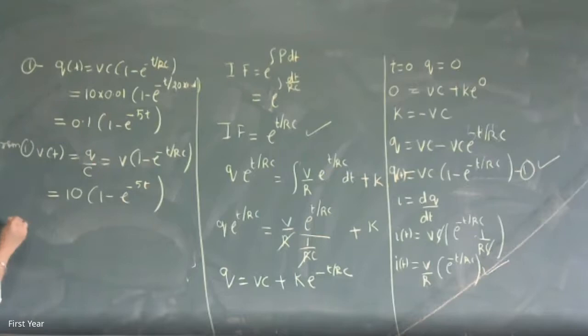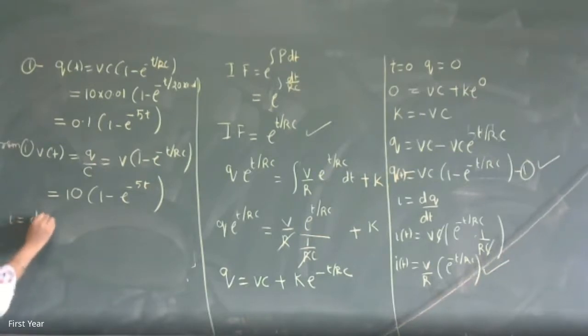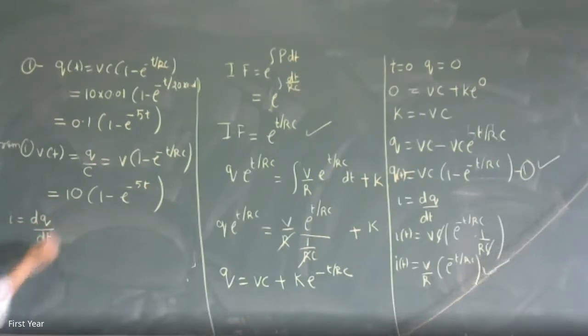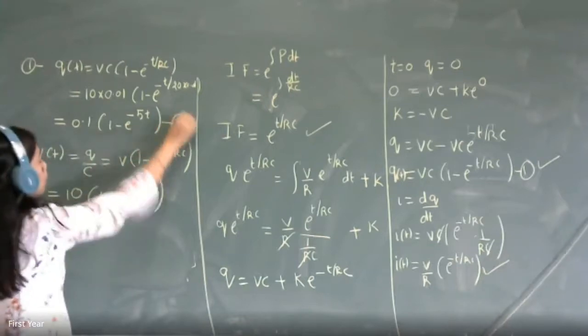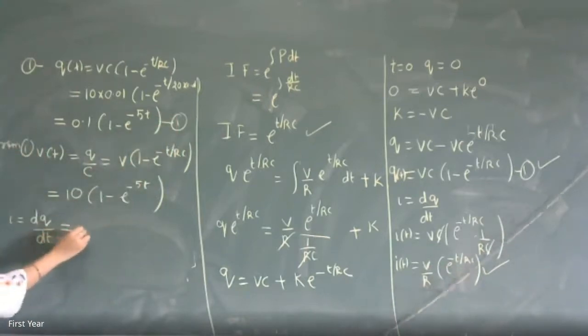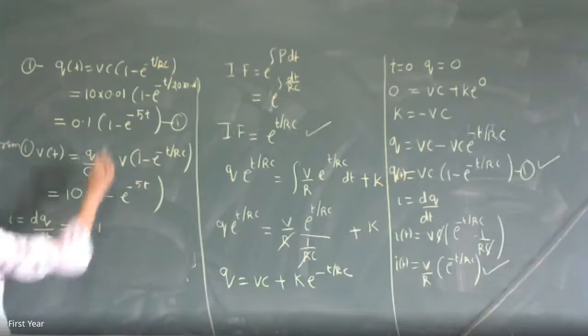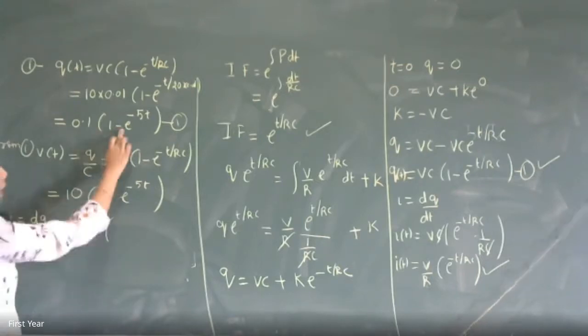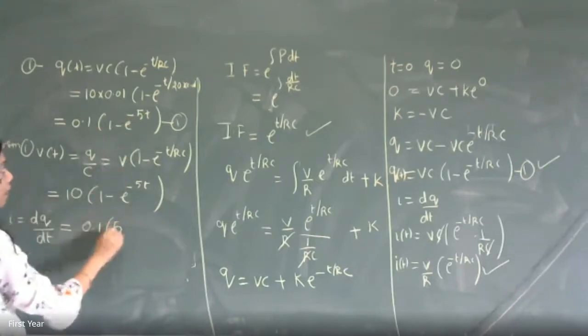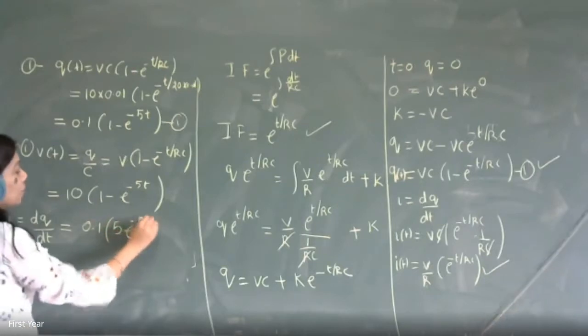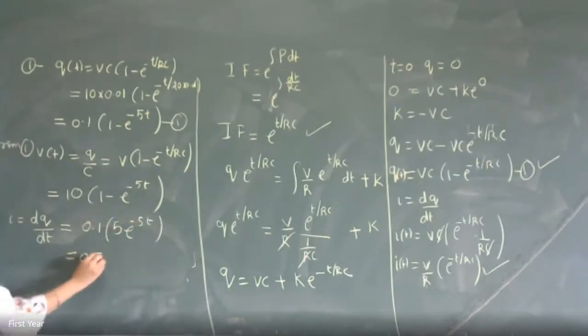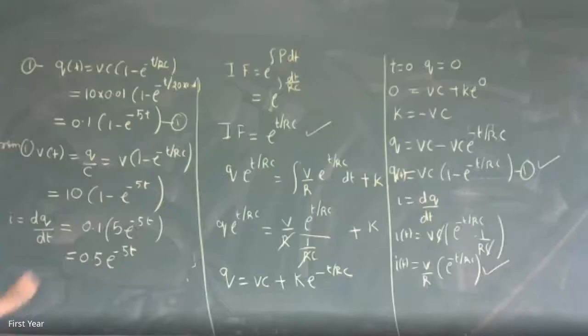And the third thing is current. So I is equal to dq by dt. Again from this equation we can follow. If you differentiate this with respect to t, 0.1 will remain as it is, the 1 gets rid of as 0, and the minus will come, so 5 e raised to minus 5t. Your answer is 0.5 e raised to minus 5t. Current flowing through the circuit is 0.5 e raised to minus 5t. Okay? Clear? Yes, ma'am.